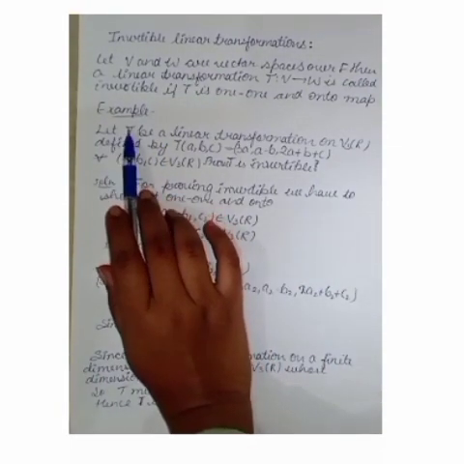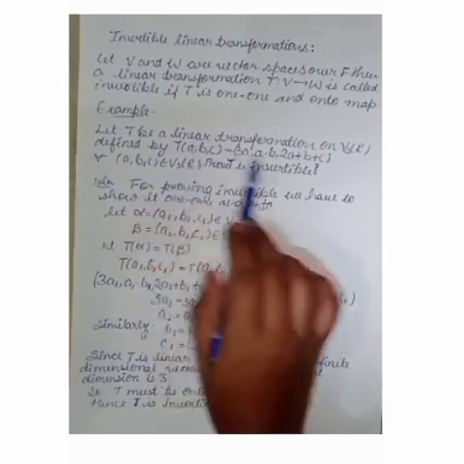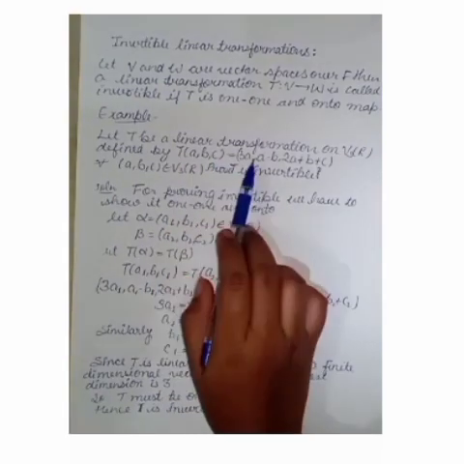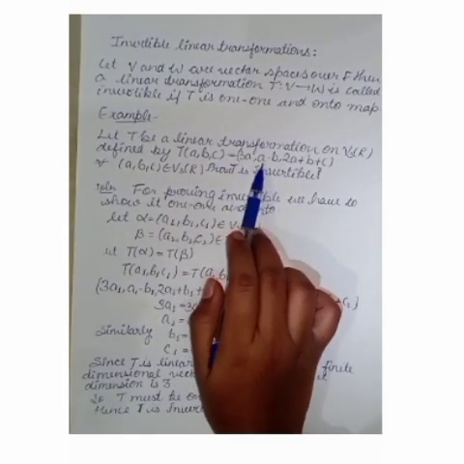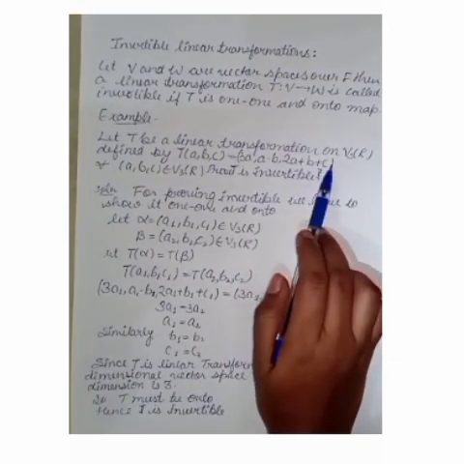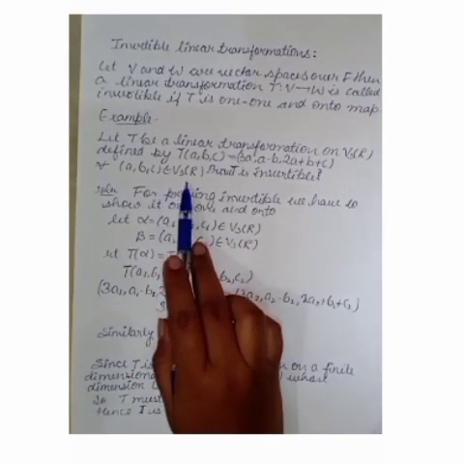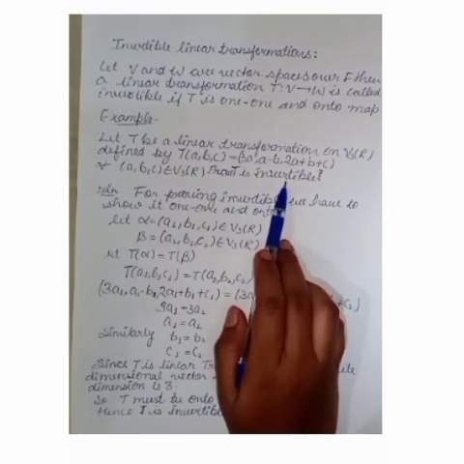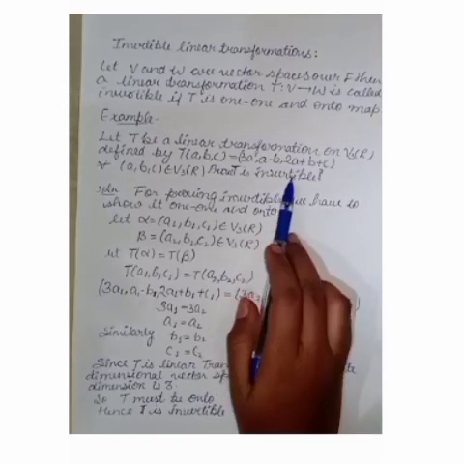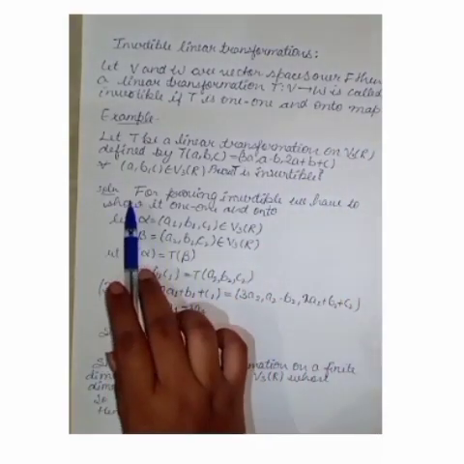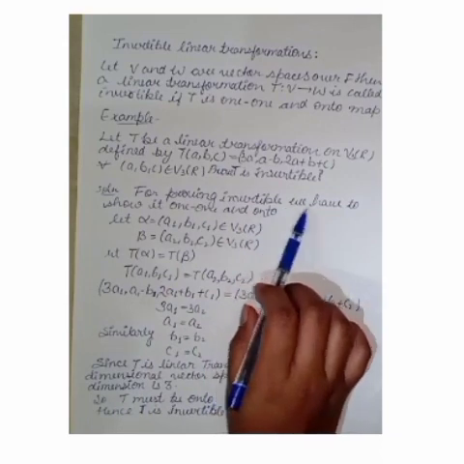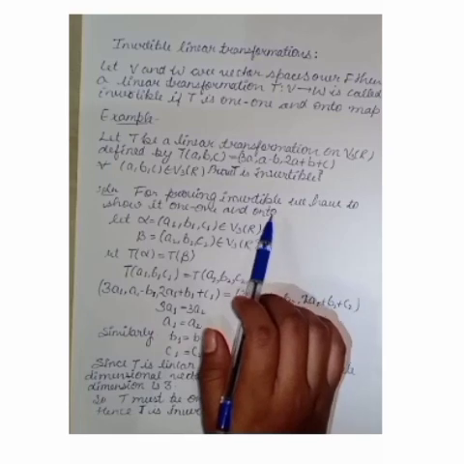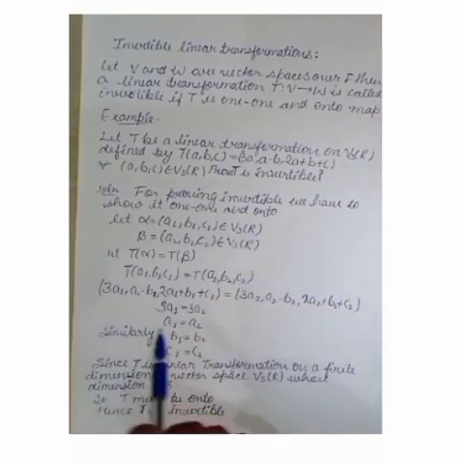Let's take an example. Let T be a linear transformation on V3(R) defined by T(A, B, C) equals (3A, A minus B, 2A plus B plus C) for all (A, B, C) belonging to V3(R). Now we have to prove that T is invertible. So for proving invertible, we have to show that it is one-one and onto, which is the condition of an invertible linear transformation.